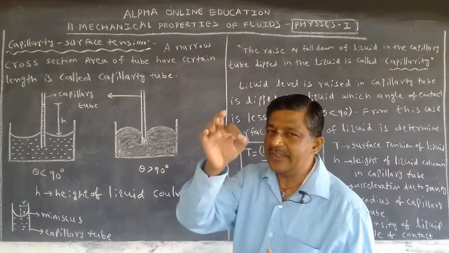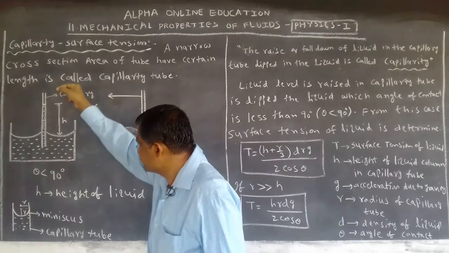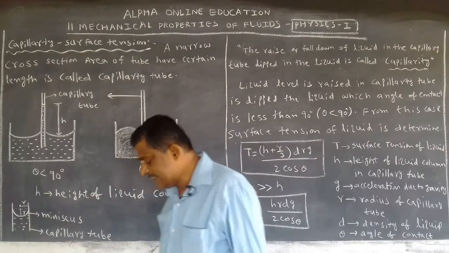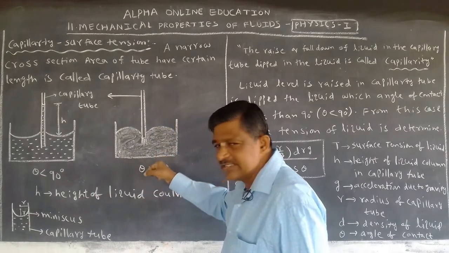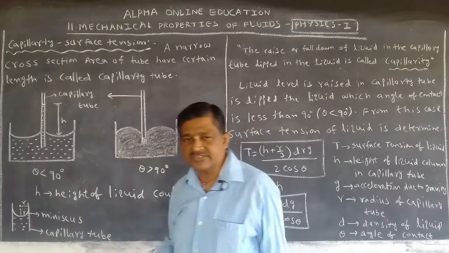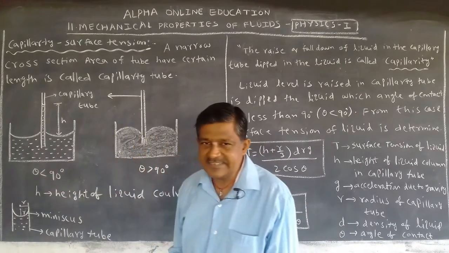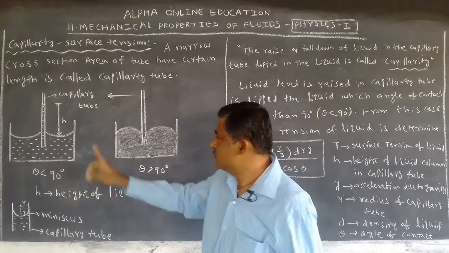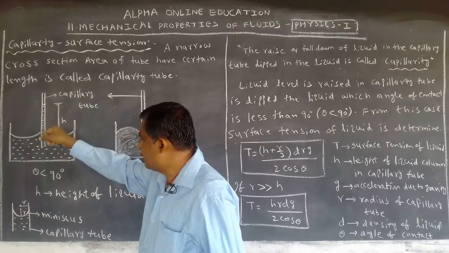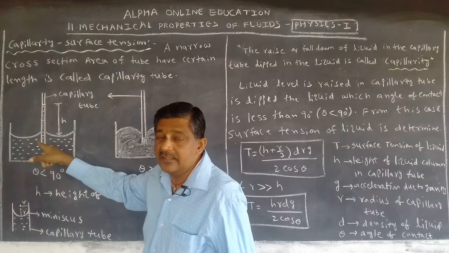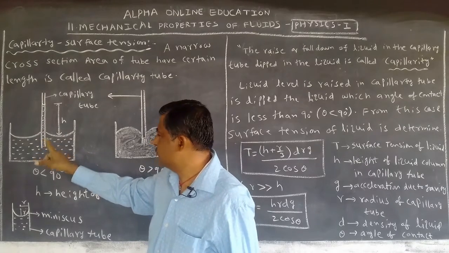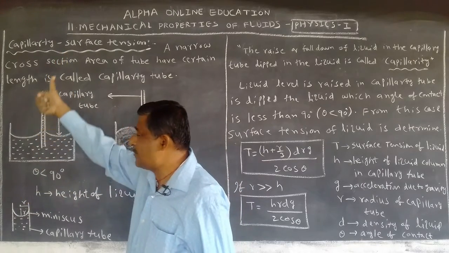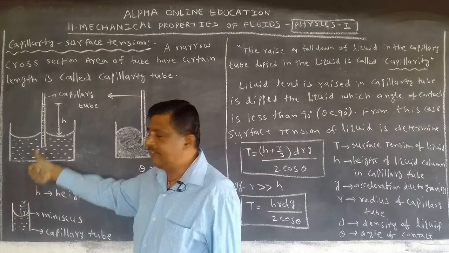Now take that capillary tube and dip it in a liquid whose angle of contact is less than 90, or more than 90. In the last class we studied that if the angle of contact is less than 90, adhesive forces are greater than the cohesive forces. So when the capillary tube is dipped in it, the liquid level is raised, or the liquid is creeping up.